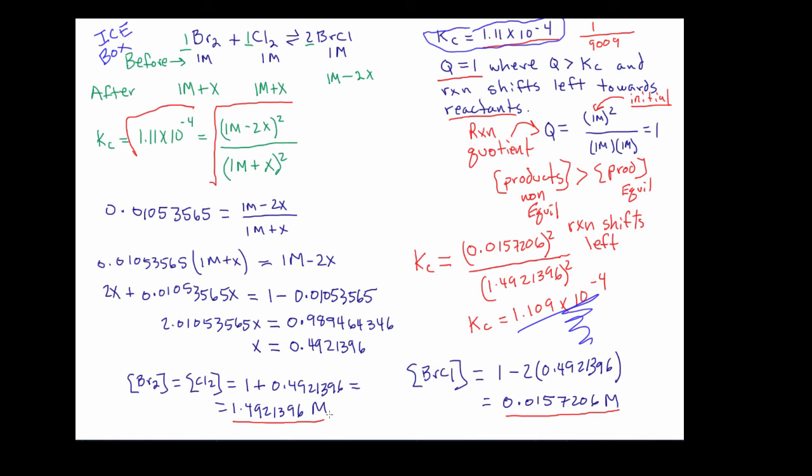Find the equilibrium concentrations, and then as a test, plug in those values back into the equilibrium expression and make sure that you get a number which is very close to the actual equilibrium constant that was given in the problem.